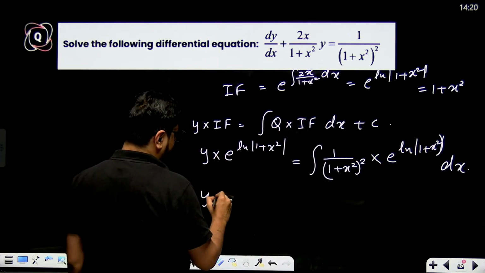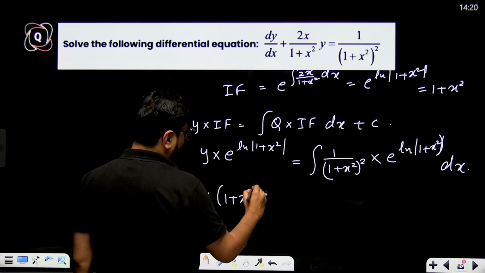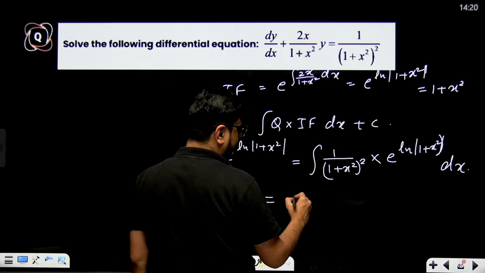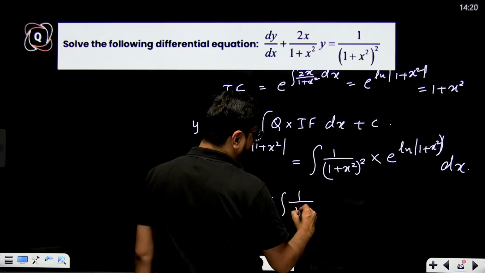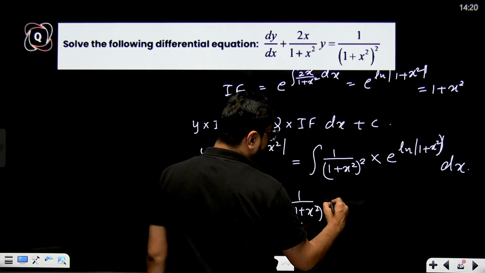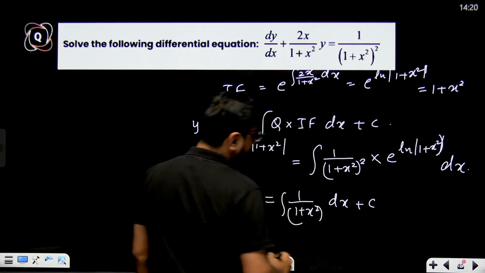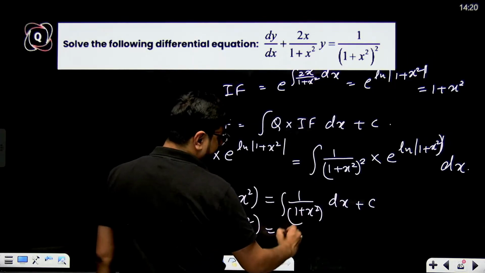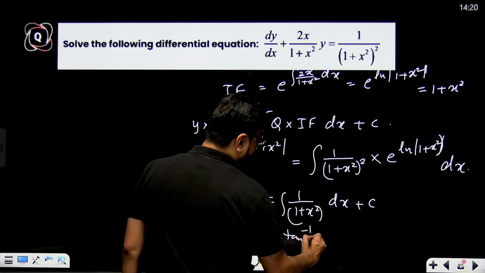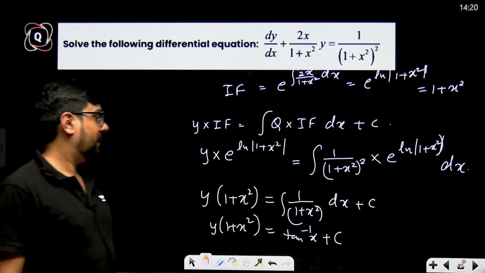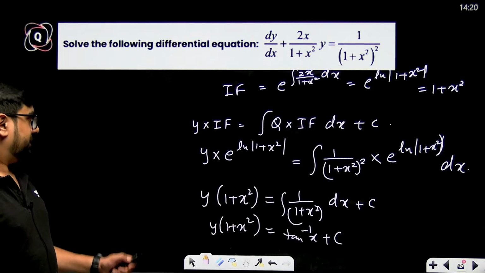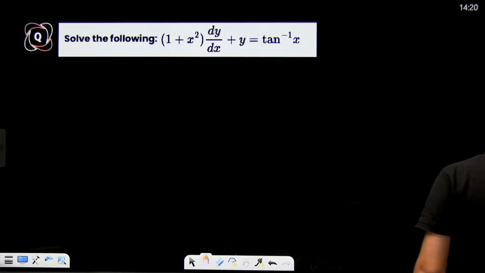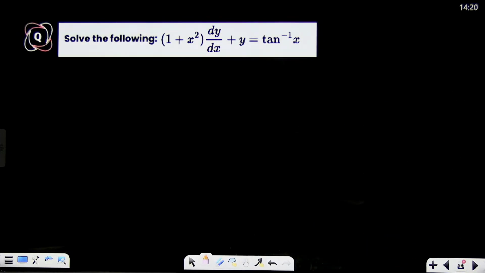So this side also y into 1 plus x square. This side, this will become 1 plus x square, so one of them will get cancelled. Integration of 1 by 1 plus x square dx plus c. So this is just going to become y into 1 plus x square equal to tan inverse x plus c. Correct? So this is how directly you'll get the solution of your differential equation if it is a linear differential equation in x or y.